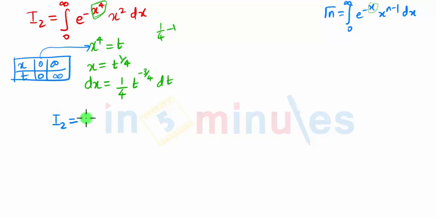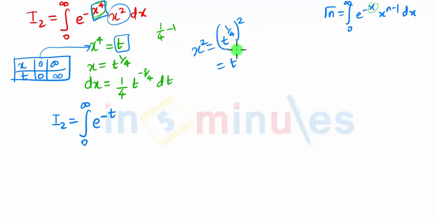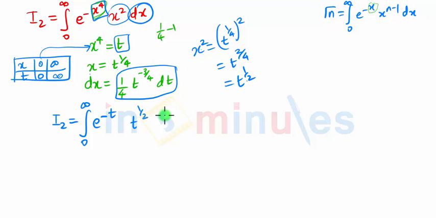Now our new equation of I2 will become the integral from 0 to infinity of e raised to minus x raised to 4, which we are substituting as t, and x square. X is t raised to 1 by 4, so x square will be t raised to 1 by 4 the whole square, which is t raised to 2 by 4, which is t raised to half. So x square is t raised to half. What is dx? Dx is nothing but this term, which is 1 by 4 into t raised to minus 3 by 4 into dt. So this is our I2.